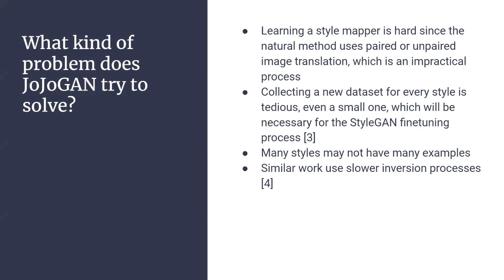Like let's say a famous painter who throughout his career maybe creates only 200 paintings. And this painter has a distinct way of painting, like for example Picasso. And 200 may not be enough sometimes with other procedures. But JoJoGAN tries to combat this issue. Also, other similar procedures may use slower inversion processes.